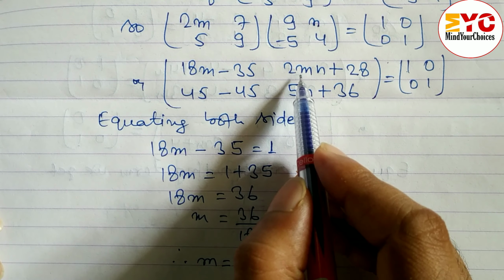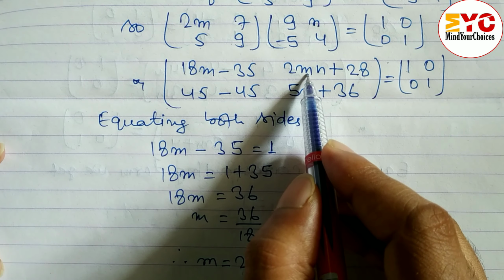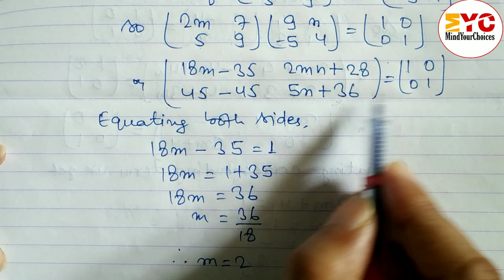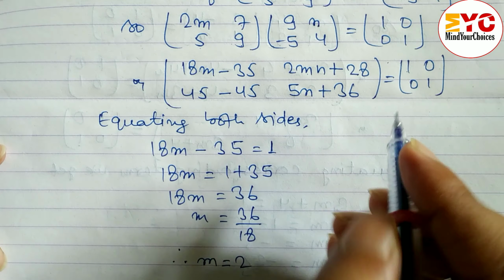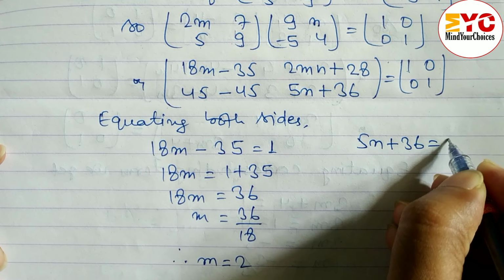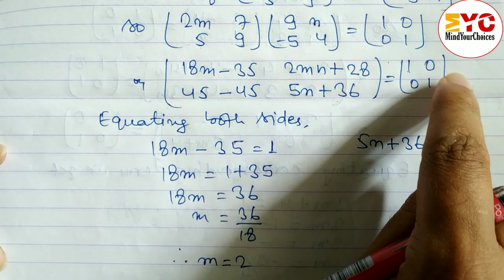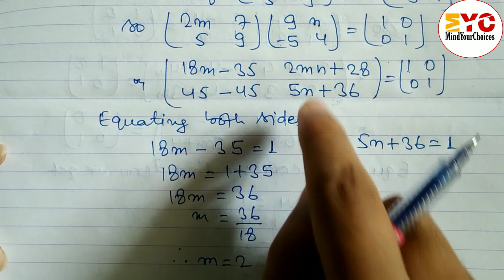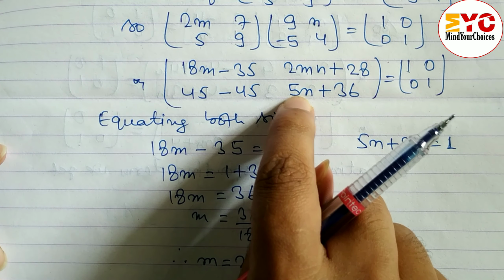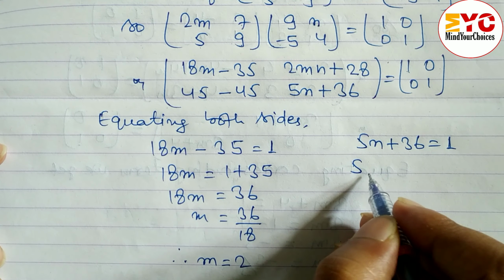Similarly, if you take this equal to 0, we have to put the value of m, then we can get the value of n, and 45 minus 45 is equal to 0. If you take this, I think it's better: 5n plus 36 is equal to 1. No need to put the value of m from here in 2m plus n plus 28 is equal to 0 and then calculate; directly you can take 5n plus 36 is equal to 1 and solve it.